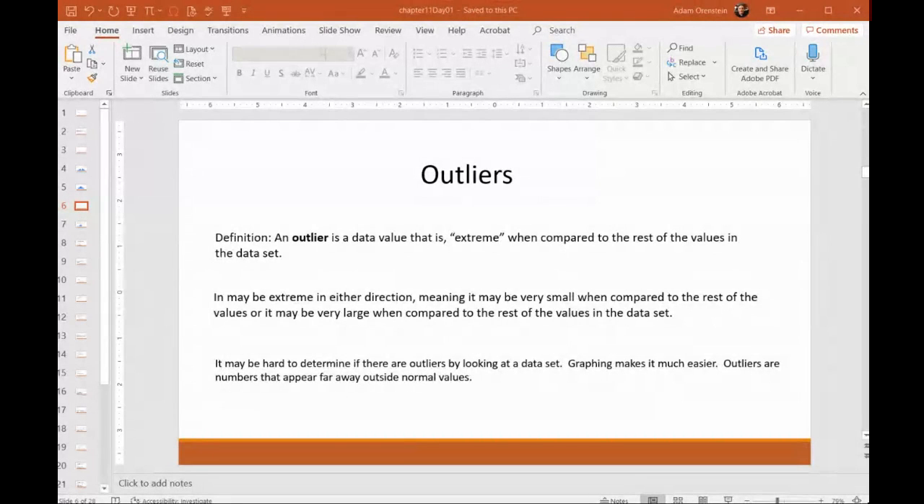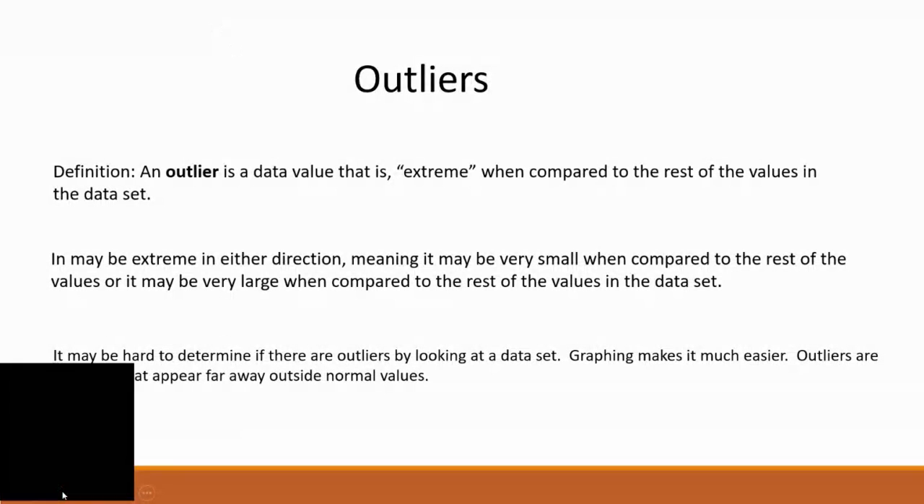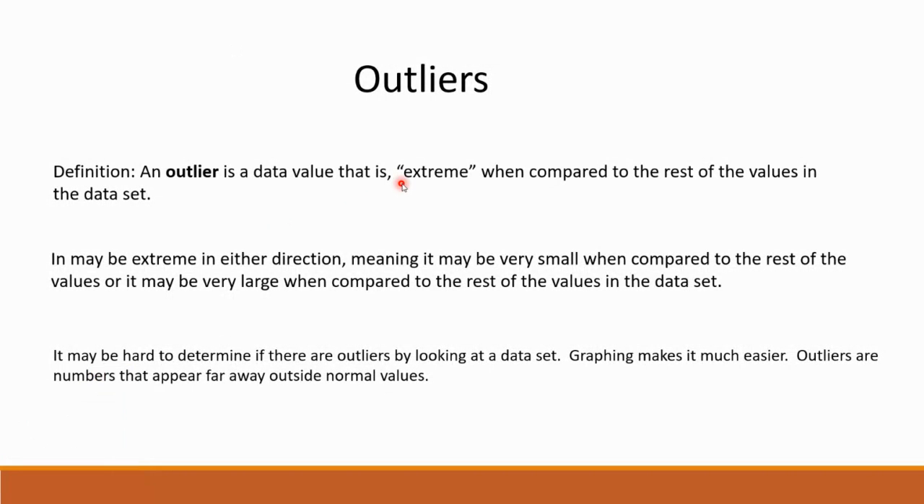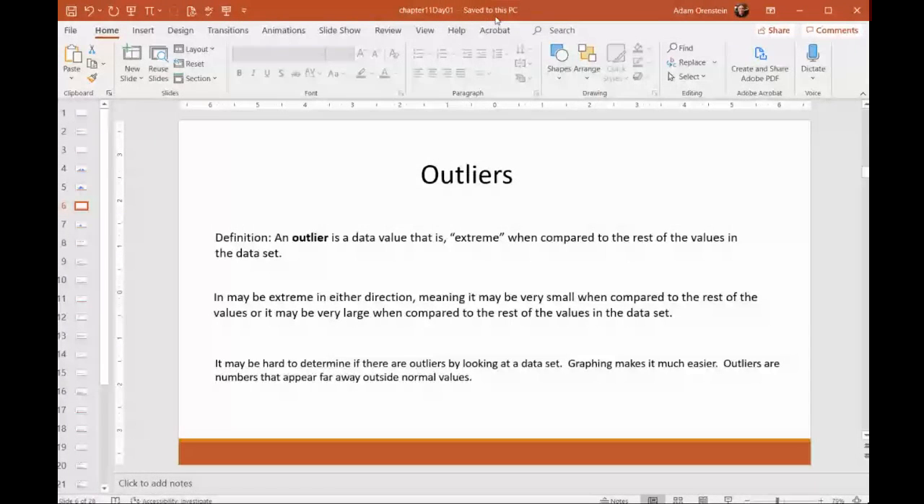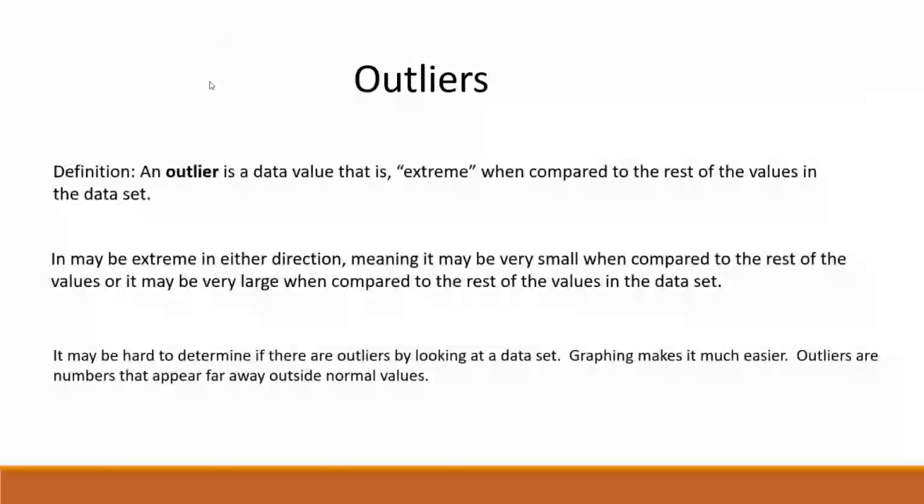So this is an outlier. An outlier is the data that is really extreme when you compare it to the rest of the data. It really stands out in that it's very far to the left, or very far to the right, when you graph it in a histogram. So it really stands out in that it's either very small, or far to the left when compared with the rest of the values, or it's very large and to the right when it's compared with the rest of the values.